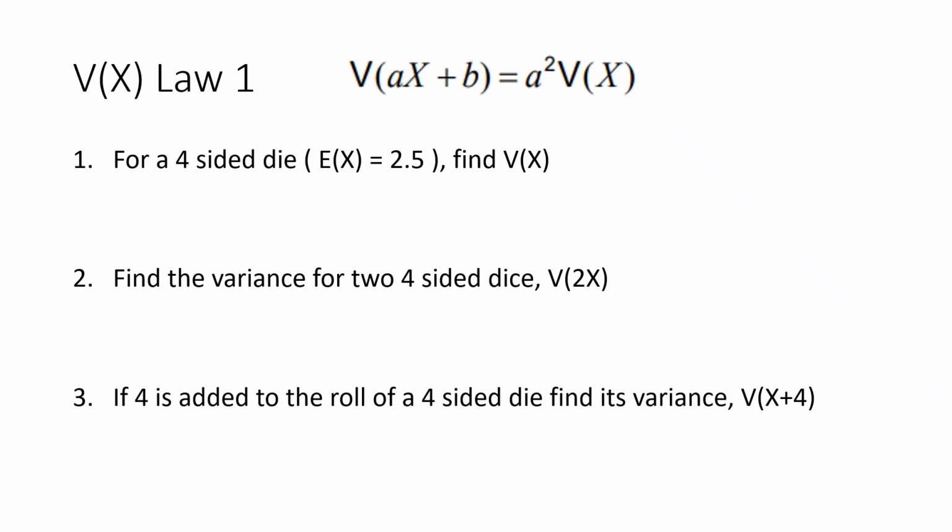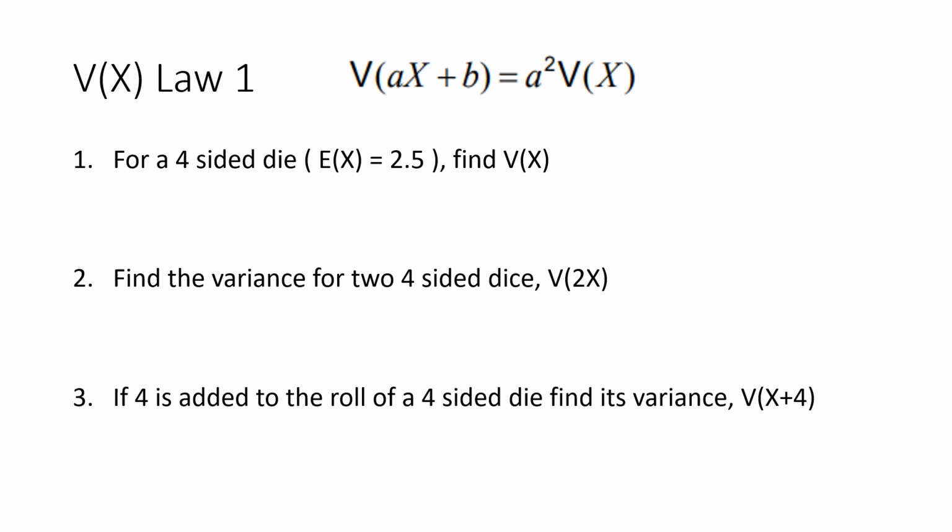Okay, let's move on to the laws of variance, and the first law is V of aX plus b is equal to a squared times V of X. So here the multiplier gets squared, and if you're adding or taking away anything, it just gets ignored. Try and do these questions, and I'll do them as well. So for a 4-sided dice where E of X is 2.5, find V of X.